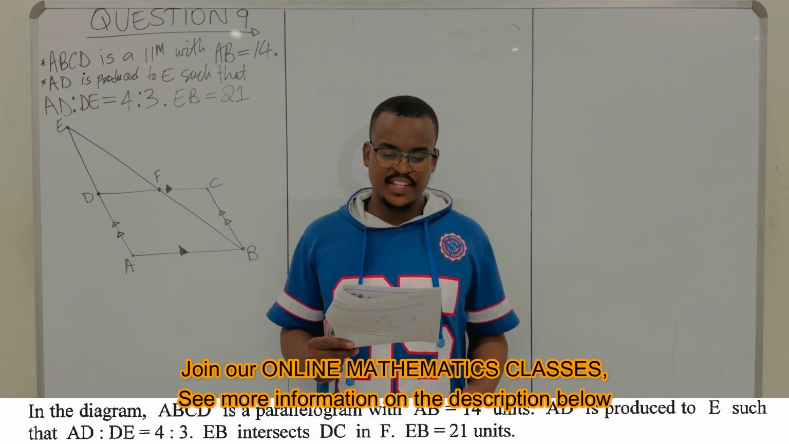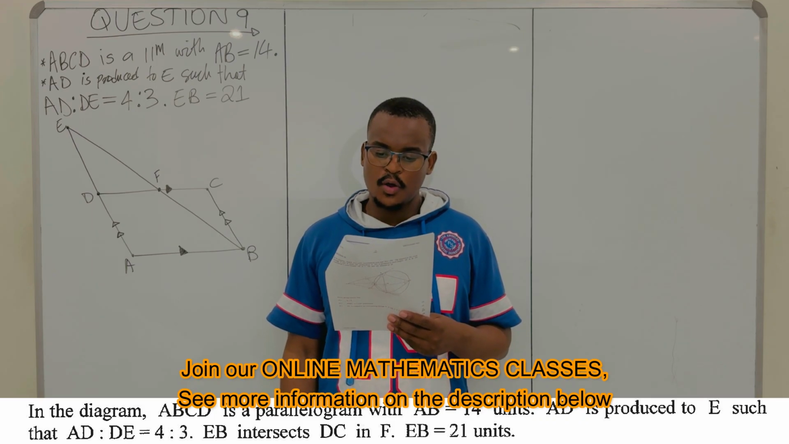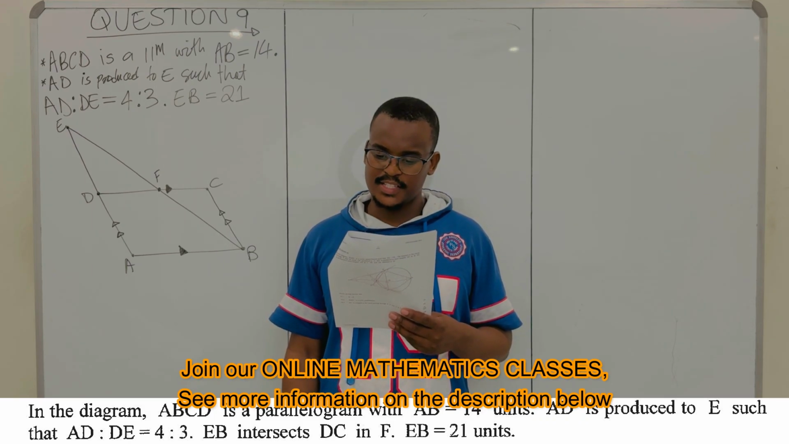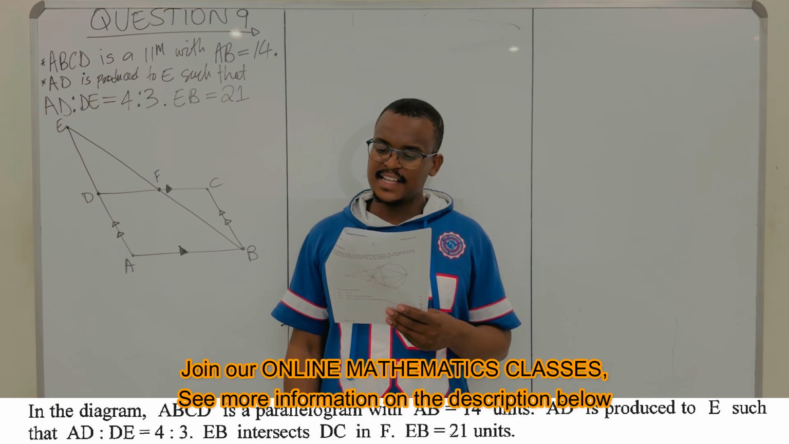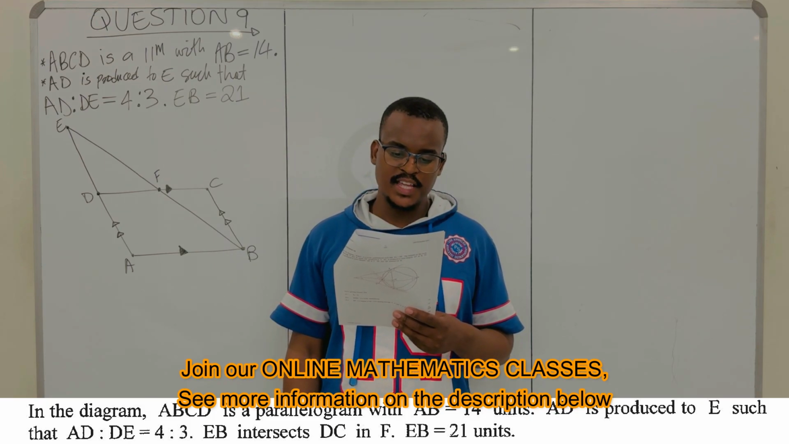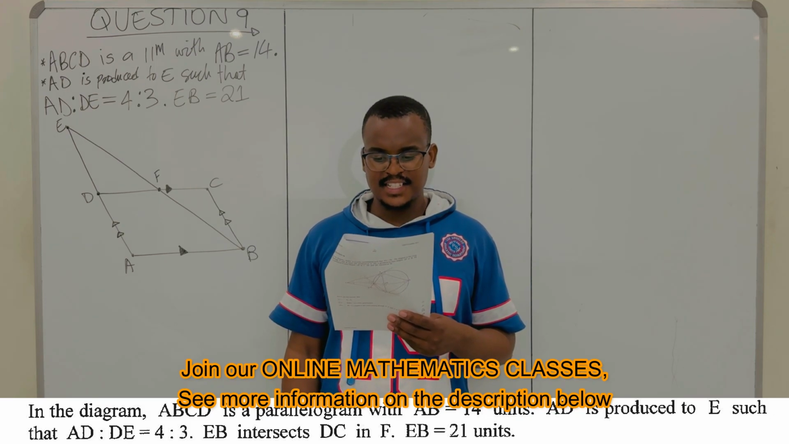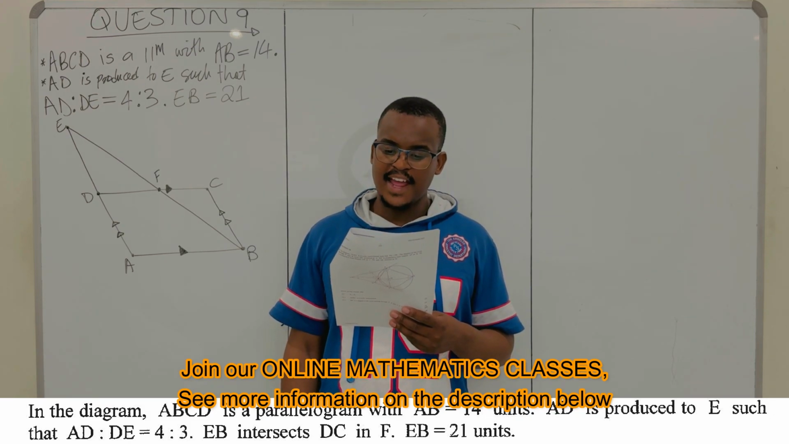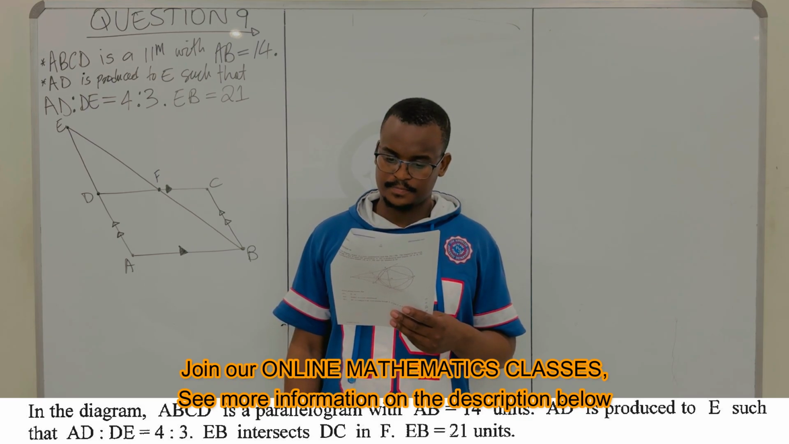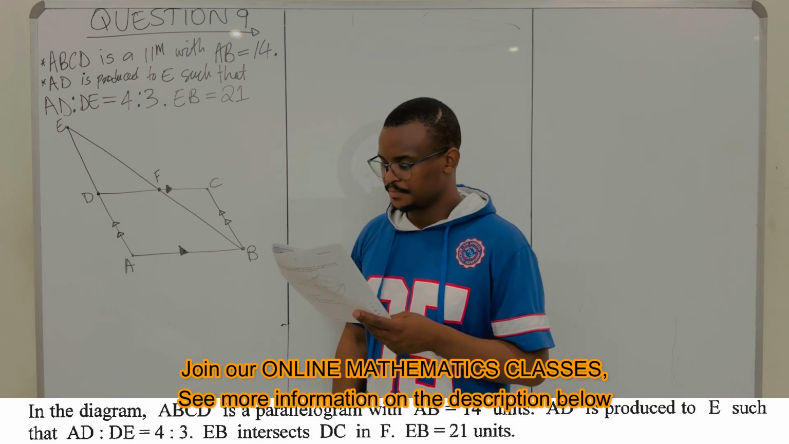So they are saying in the diagram ABCD is a parallelogram with AB equal to 14 units. AD is extended to E such that the ratio of AD to DE is 4:3. EB intersects DC at F and EB is equal to 21 units. No problem.